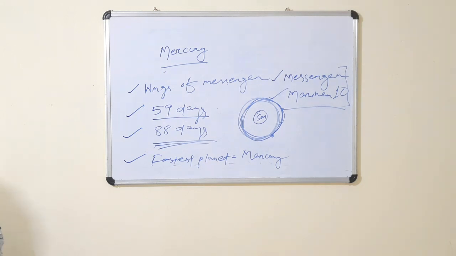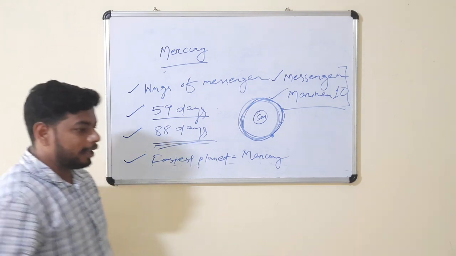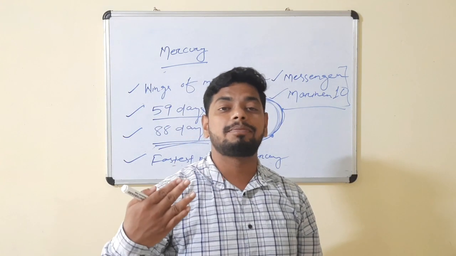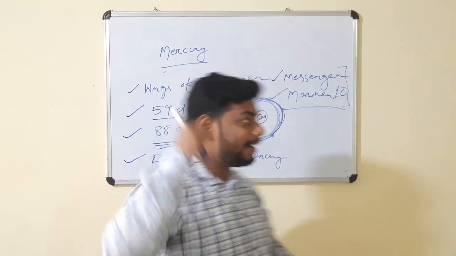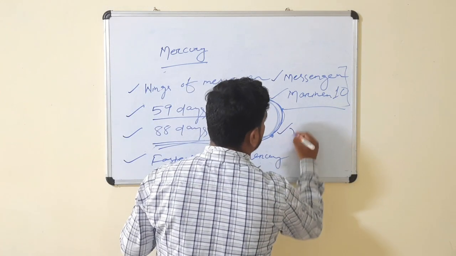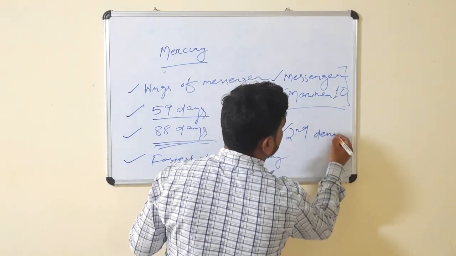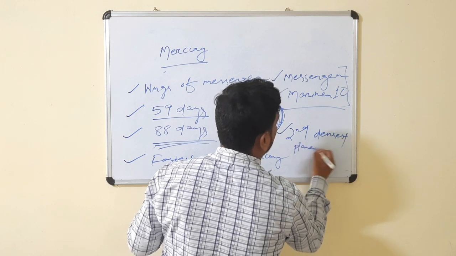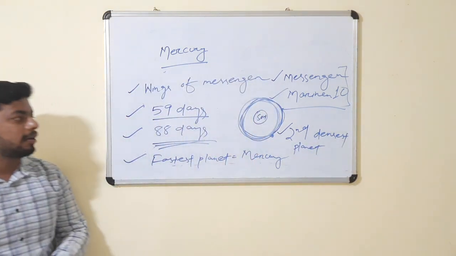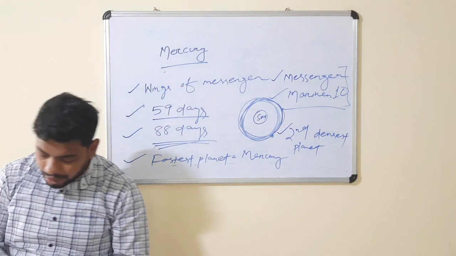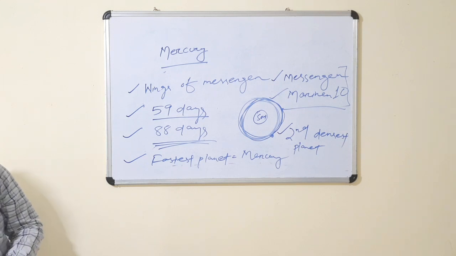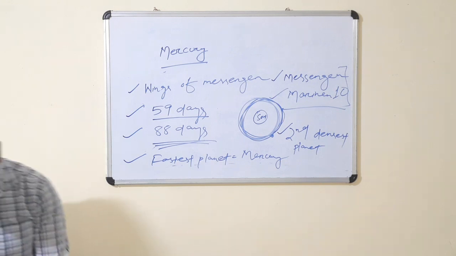In fact, the densest planet in the solar system is our planet, Earth, and the second densest planet in our solar system, this title is also occupied by Mercury. Got it now? I think we have understood Mercury in detail.